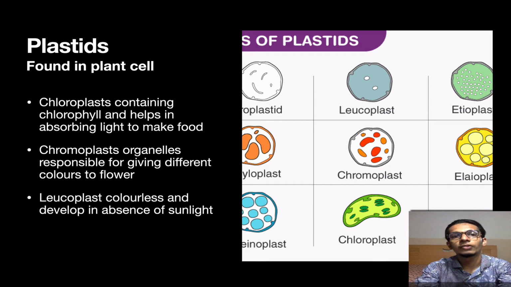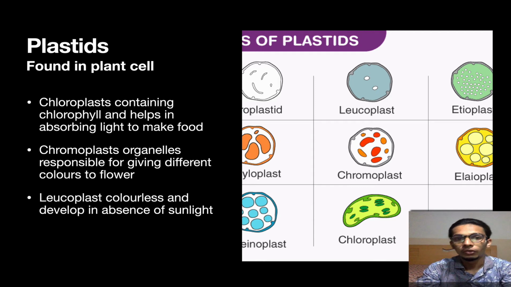So plastids are found in plant cells, inside the green plants. Chloroplast contains chlorophyll and helps in absorbing light. So the chloroplast is enclosed in a plastid. So plastid acts as a container of the chlorophyll. Sorry, not chromoplast, chlorophyll. I'm making so many mistakes.